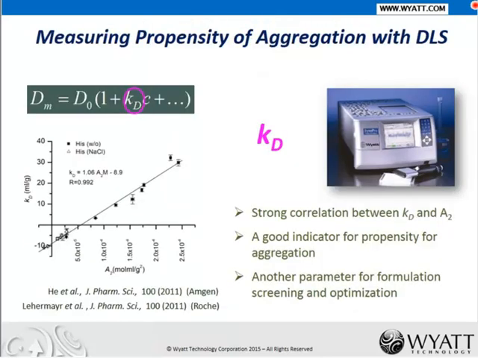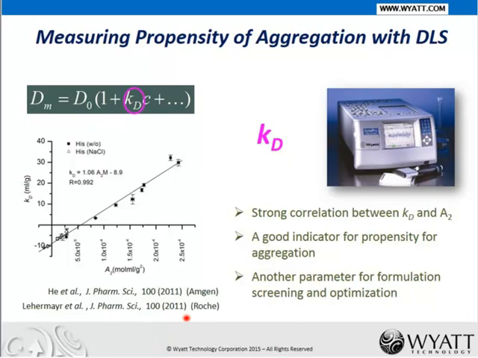The third example is to use high-throughput dynamic light scattering to measure the propensity of aggregation. For that, we use the small k big sub d, kD, from dynamic light scattering. This kD from dynamic light scattering is measured from the plot of diffusion coefficient versus concentration. So basically, it's from the slope of the diffusion coefficient plot versus concentration. So what can we use this kD for?